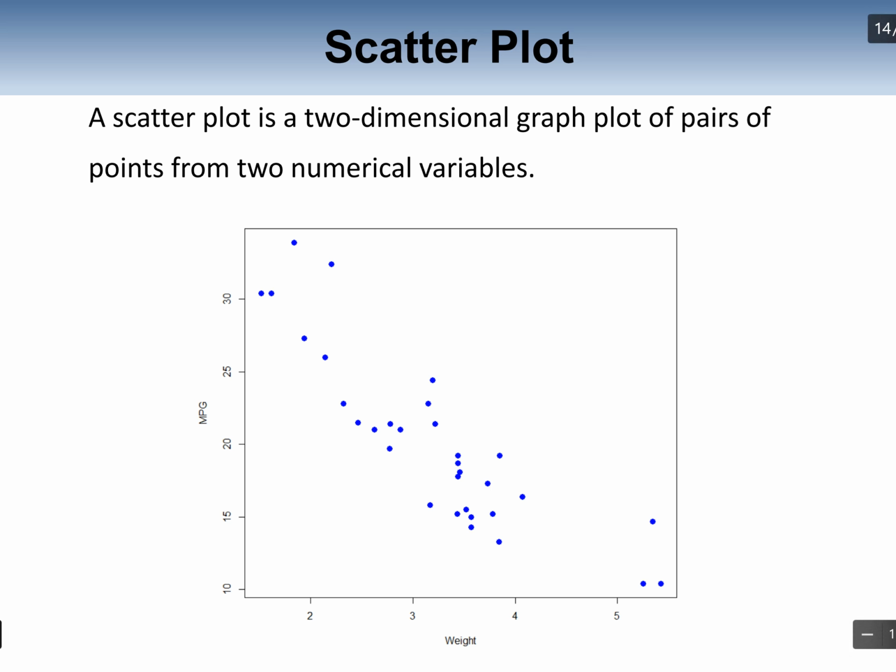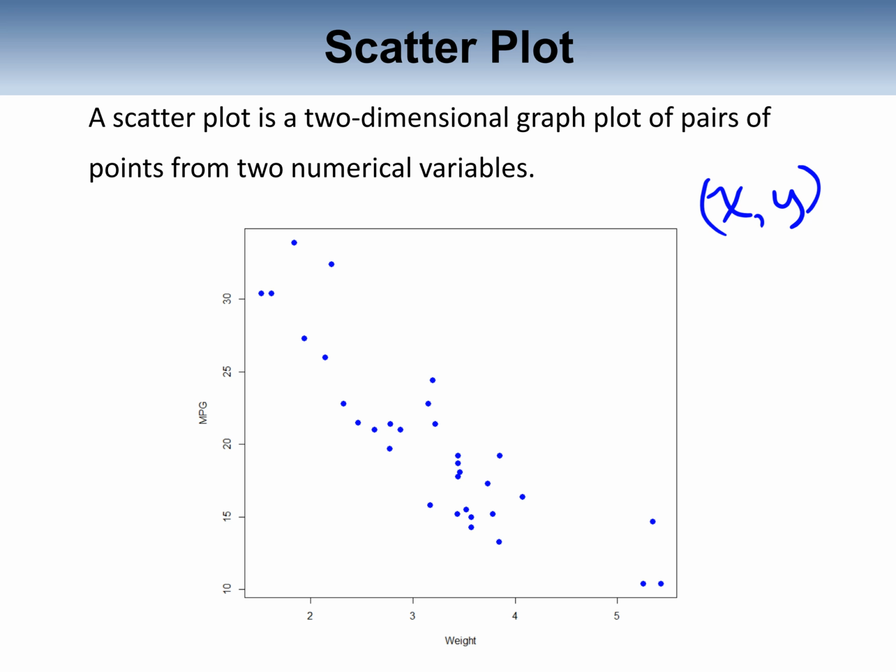I'm just going to briefly go over another type of plot. This time, instead of just one variable, we have two variables, in particular two quantitative type variables. And we call this a scatter plot. So a scatter plot is a two-dimensional graph plot of pairs. So we would have our XY pairs, points from two numerical or quantitative variables.